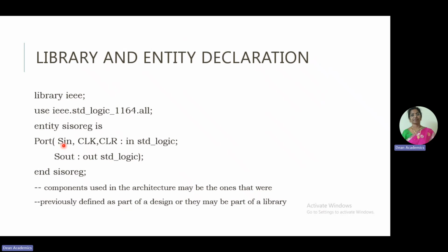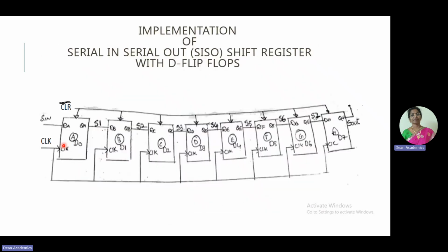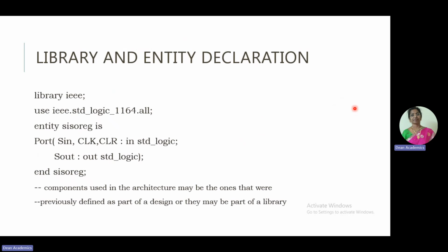So S in, clear, clock. These are the inputs, and S out is the output. Okay, so therefore let us write this entity like this. Input ports are S in, clock, clear. These are the input ports, standard logic type, and S out is the output port with the standard logic type, and the name of the entity is SISO register, right?